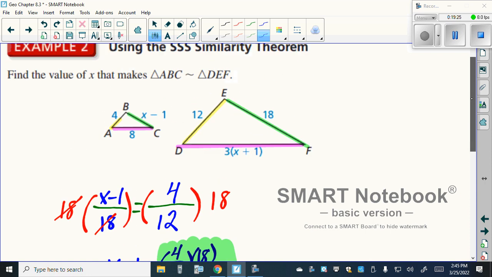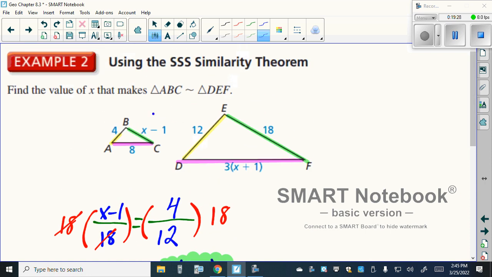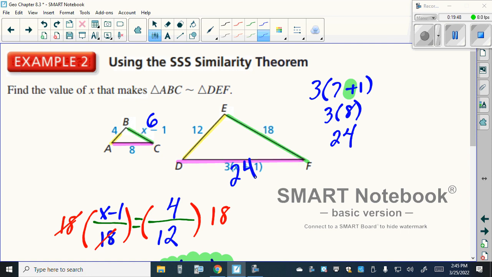Now we could plug it back in. This here, 7 minus 1 would be 6. Here we can say 3 times 7 plus 1. Well, 7 plus 1 is 8, and 3 times 8 is 24. So this side length here would be 24. Well, 4 times what is 12? 3. 6 times 3 is 18, 8 times 3 is 24? Yeah. So it does work.